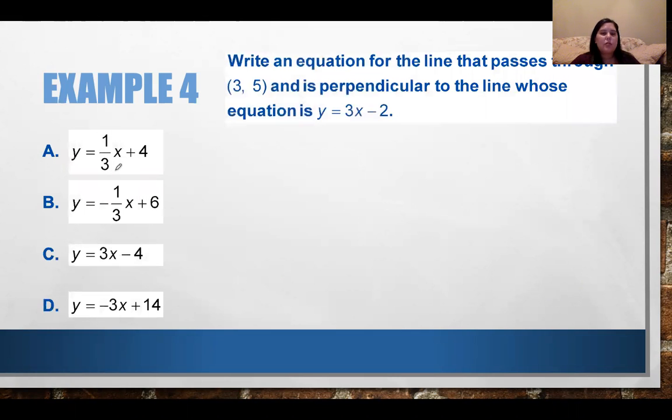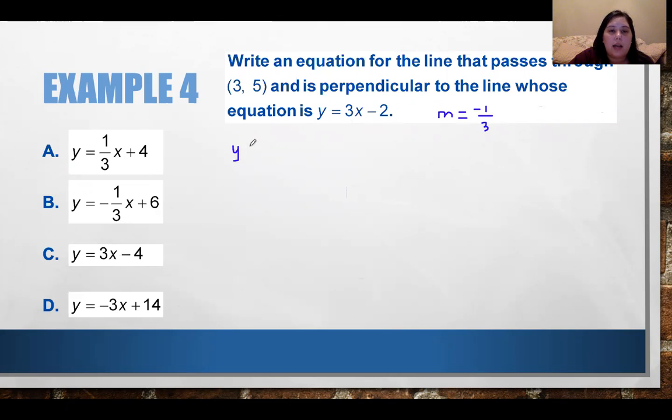All right, for our last try, go ahead and try this one. Write an equation of a line that passes through (3, 5) and is perpendicular to the line whose equation is y equals 3x minus 2. All right, so we're going to identify our slope. Since the line is perpendicular, we're going to do the negative reciprocal, which is -1/3. With knowing that, we can use point slope form.